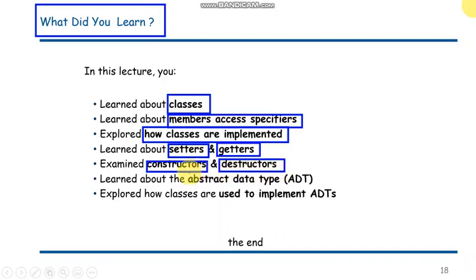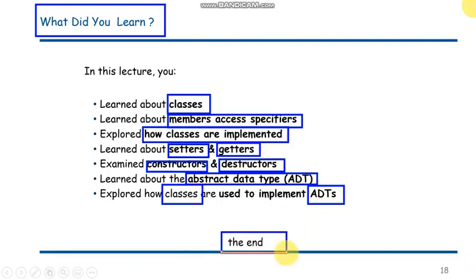We then finished off by talking about the concept of abstraction. It led to the concept of abstract data types. Then we learned that clock is actually an abstract data type. As a consequence, classes are used to implement abstract data types. The end.